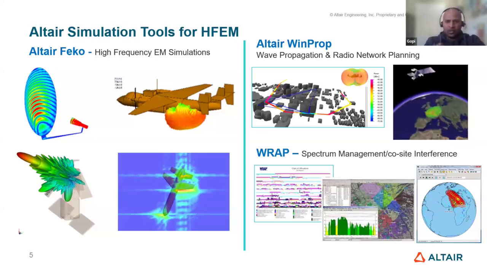Not stopping there, if you also want to manage the spectrum for different applications, depending on what the different frequency bands available are, which of them are free and which of them might interfere if they are adjacent to each other, you can do spectrum management using RAP, as well as for other applications like coverage of satellites or radar coverage. Okay. So Feko combined with WinProp and RAP covers a broad range of high-frequency EM applications.